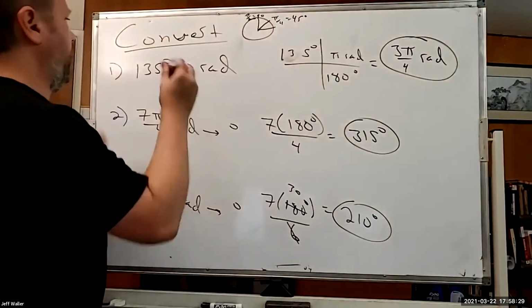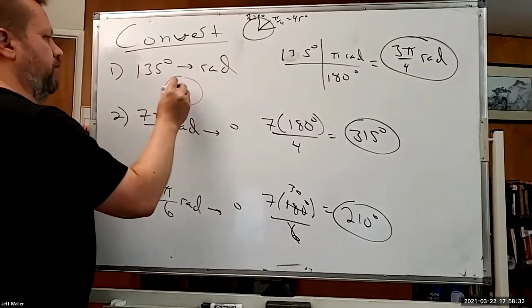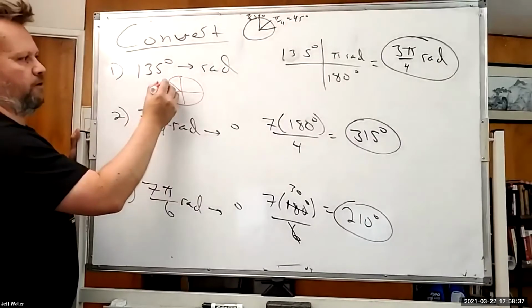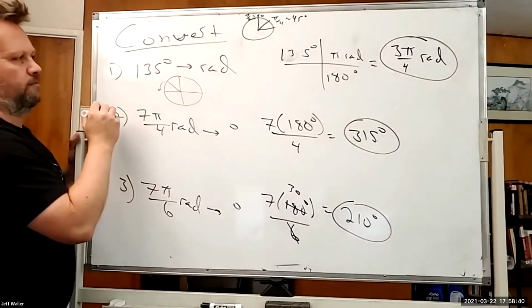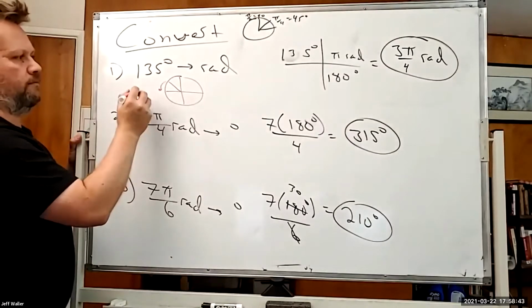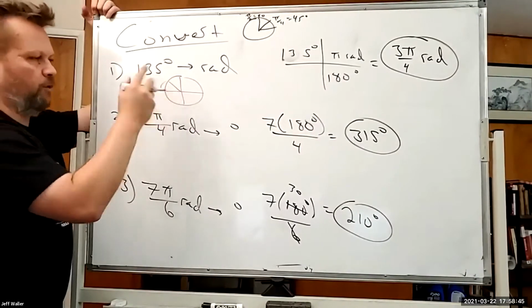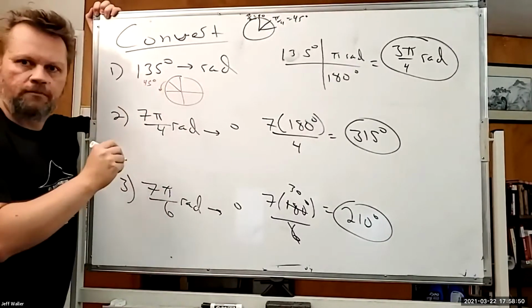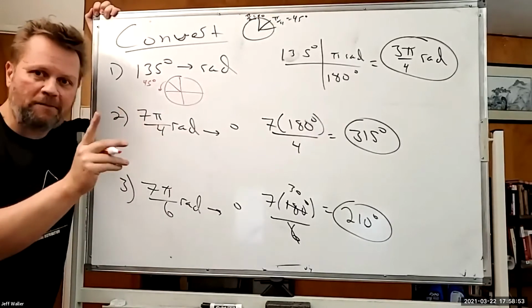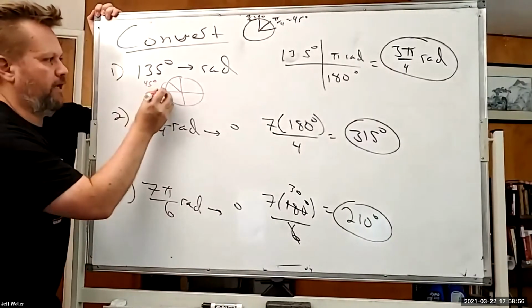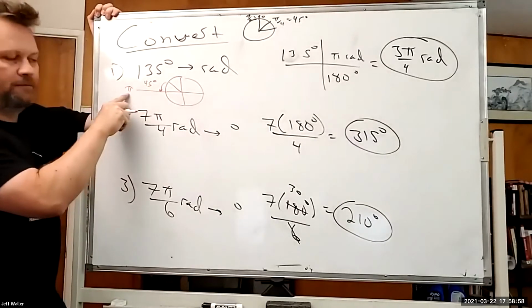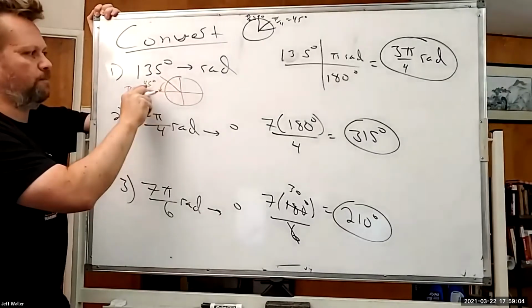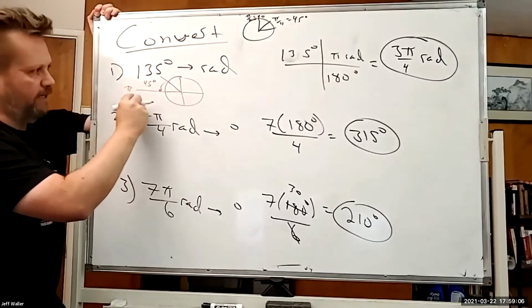How far away from 180 is 135? 135 is like right here. How far away from 180 is it? 45 degrees. You guys with me? Now stay with me. 180 is pi. Let me just extend that out. 180 is pi radians. So wouldn't that be pi over 4 less than pi?